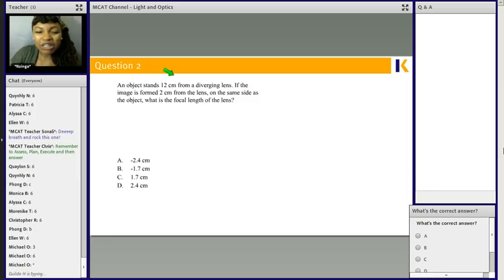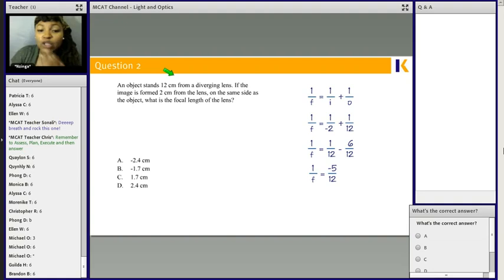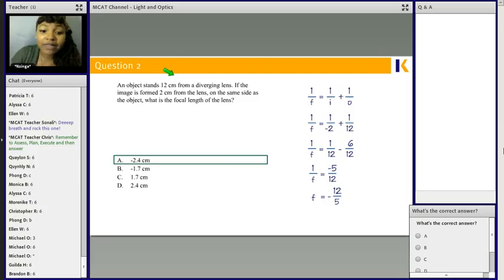Let's take a look at what you're saying in this case. So I see that the answer choices are kind of split a little bit, okay? If we look at this, all you had to do is just plug in your F and plug in your I and plug in your O. And when you did that, you got to the correct answer of negative 2.4 centimeters is what we're going to be looking at, okay?